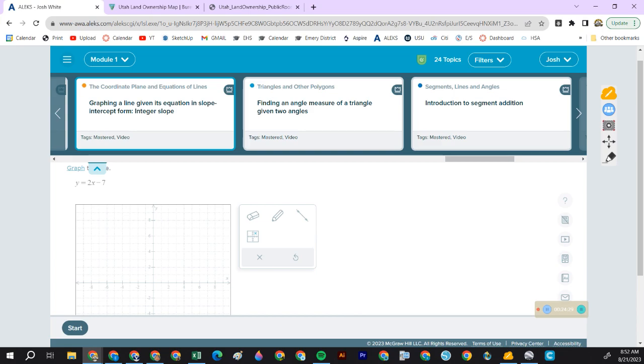What if it was like -2/3? Down 2 over 3. Which way is over? Always to the right. We always go over to the right. Good.